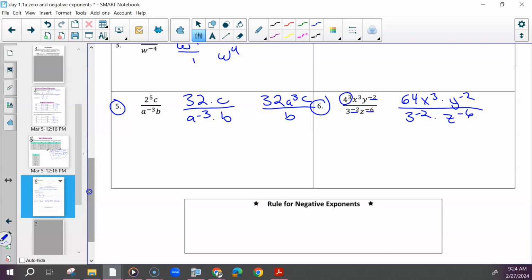3 is going to get moved to the numerator, and so is z. So I'm going to rearrange that. And I'm going to move this 3 right next to 64. Make all the exponents positive. So now we have all the exponents moved. They're positive, so we don't have to do anything else with that. We can figure out what 3 squared is. 9.